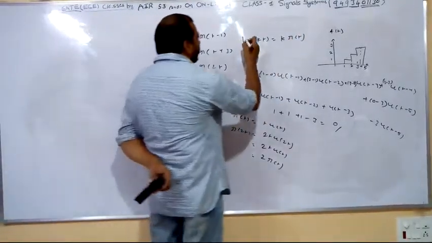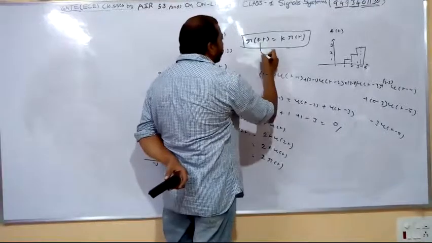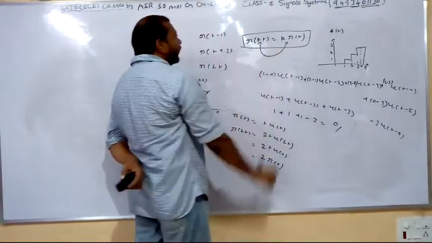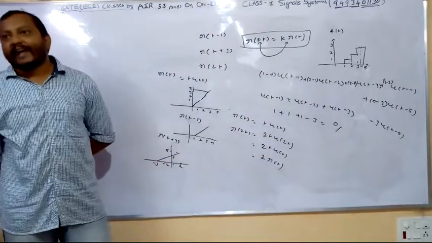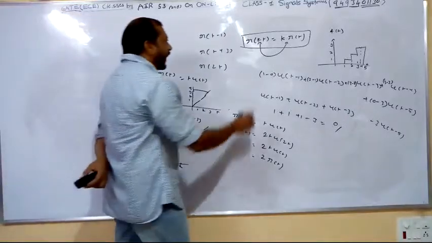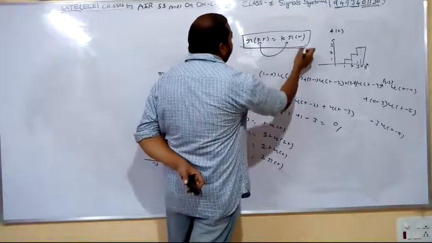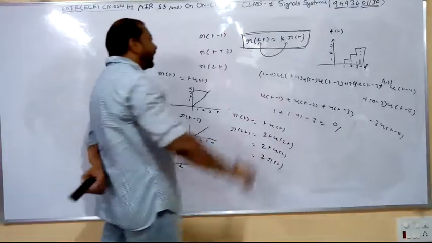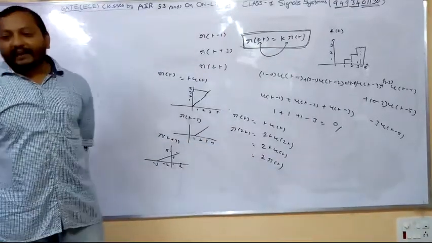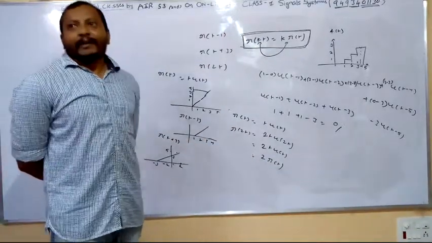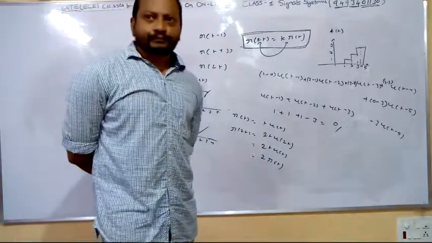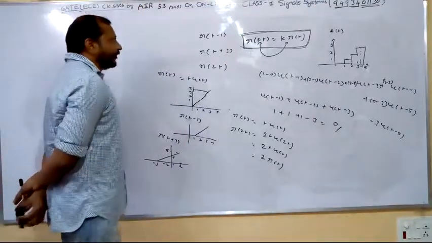That is nothing but time scaling leading to amplitude scaling. Here the time scaling leads to amplitude scaling. In the ramp signal, which of the following signals: step signal, ramp signal, impulse signal, or none of the above? Time scaling leads to amplitude scaling, so the signal is equal to r of kt.